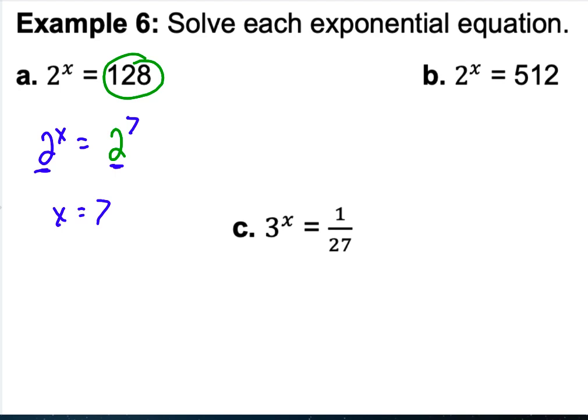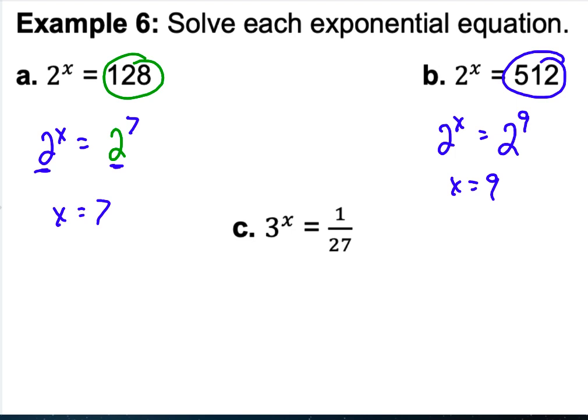All right, same thing here. We've got 2 to the x, but we want to change 512 into that same base of 2, so now we have to figure out what exponent goes with it. Well, 128 was 2 to the 7th, so times 2 would be 256, that's 2 to the 8th. Times 2 would be 512, that's 2 to the 9th. So x is equal to 9.